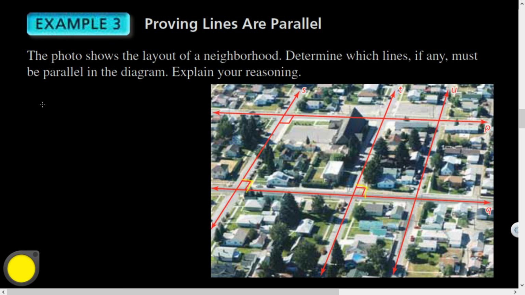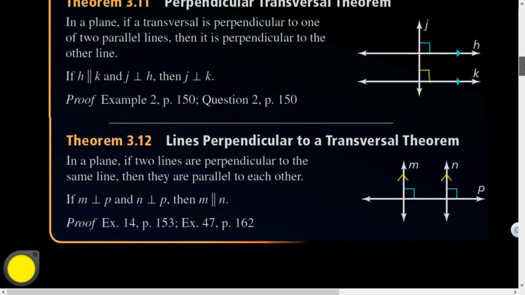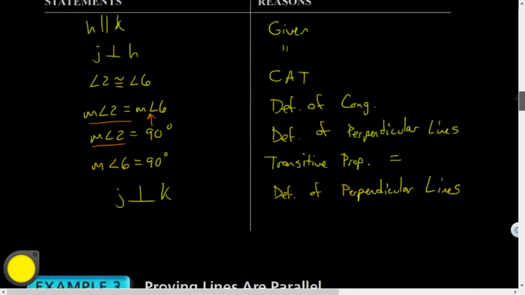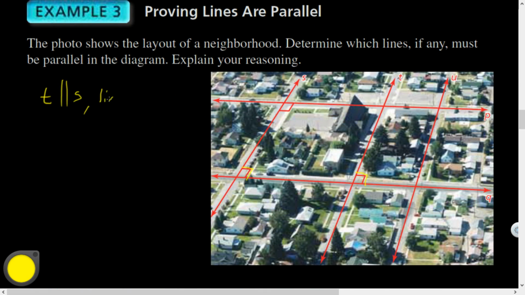T is parallel to S. Why is that true? We're not used to these names yet, but two lines that are perpendicular to the same line. I think it was this one, right? Lines perpendicular to a transversal theorem. Well, I was able to at least abbreviate a little bit. Perpendicular is what that means, so that's the perpendicular symbol. Parallel symbol, perpendicular symbol. Let's see, looks like P and Q.